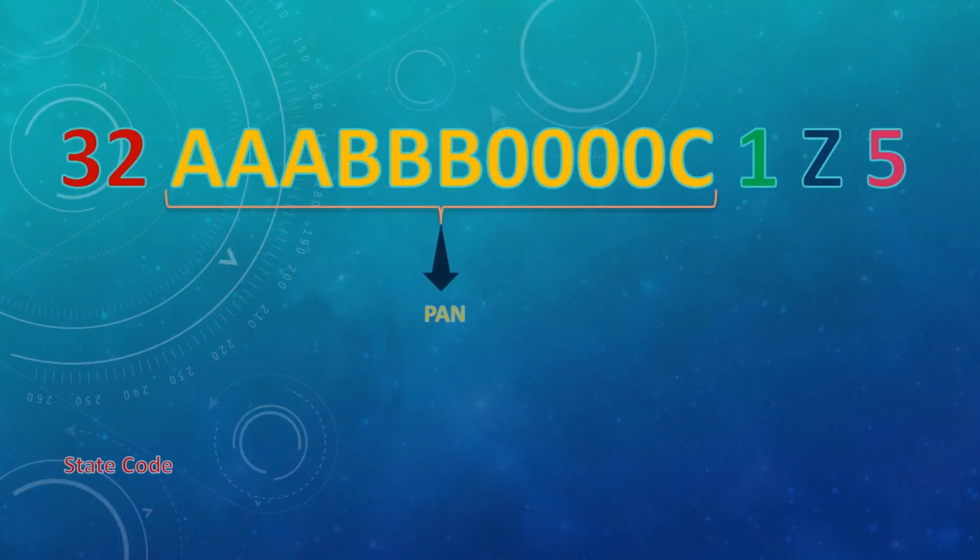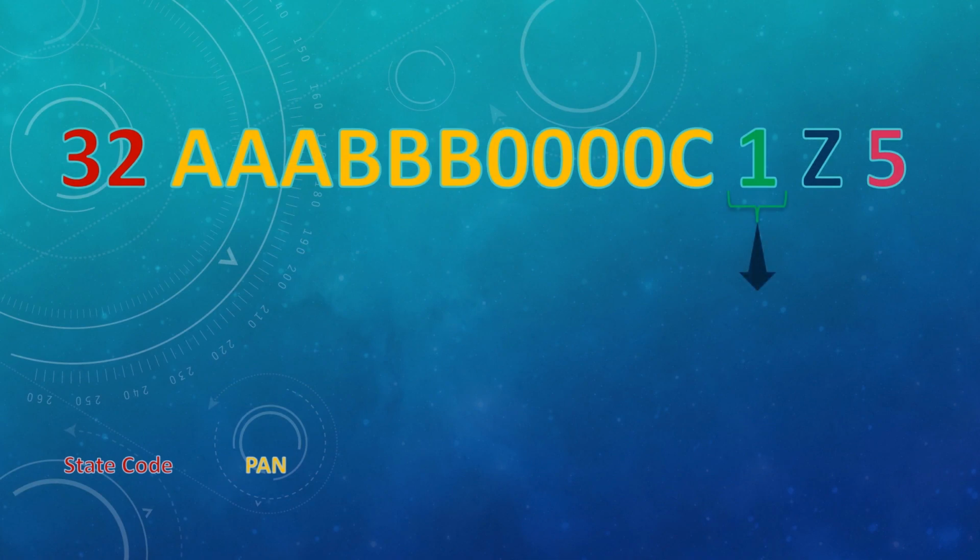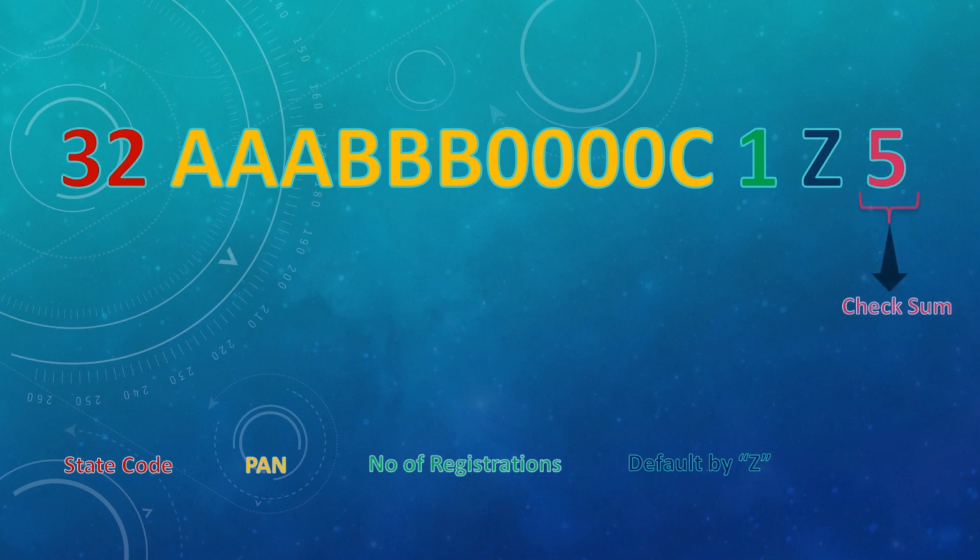The next 10 digits will be the PAN of the taxpayer. The 13th digit will be assigned based on the number of registrations within a state. If you have one registration in Kerala, then the digit will be 1. The 14th digit will be set by default for all GST. Now the last digit in GSTN will be the checksum digit.